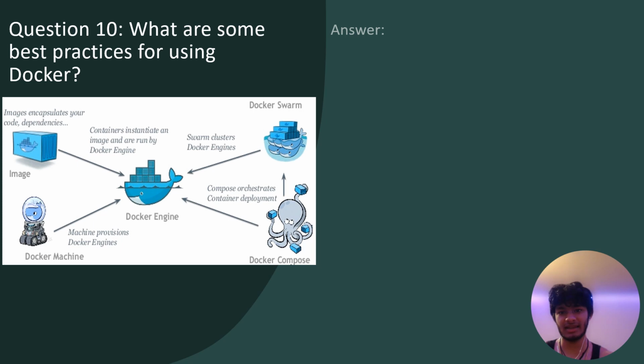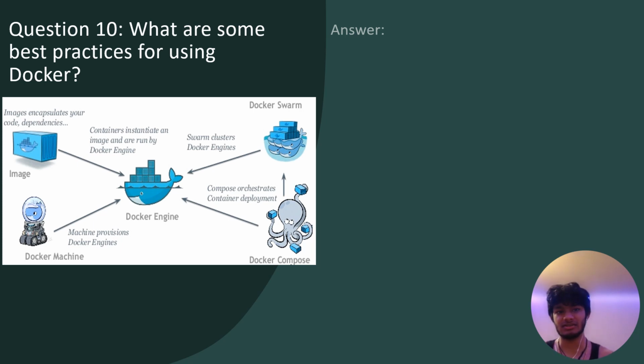Number three, using Docker Swarm or Kubernetes for container orchestration. Docker Swarm and Kubernetes are popular container orchestration tools that help manage and scale containerized applications across a cluster of Docker hosts. They provide features such as service discovery and load balancing, rolling updates, and automatic scaling. Container orchestration tools are essential for managing containerized applications at scale, ensuring high availability and simplifying deployment and management.